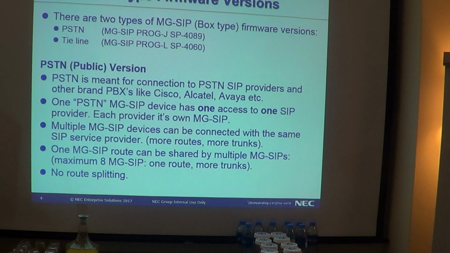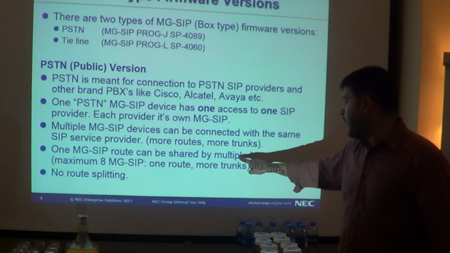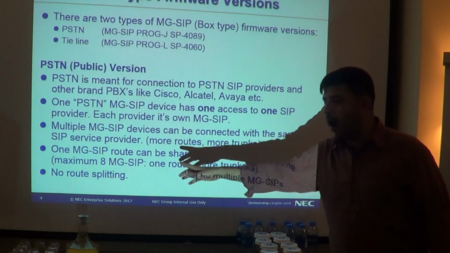I can connect one MG set with a single carrier. Most of the customer requirements that we receive won't go beyond, for example, 500 channels toward a single carrier. For more than 500 channels toward one carrier, you can supply multiple MG sets with one route. It's also possible: multiple MG sets with one route for the same carrier and the same destination. One MG set route can be shared by multiple MG sets, and it can go up to 8 devices.